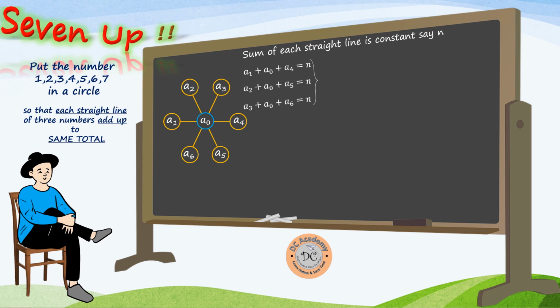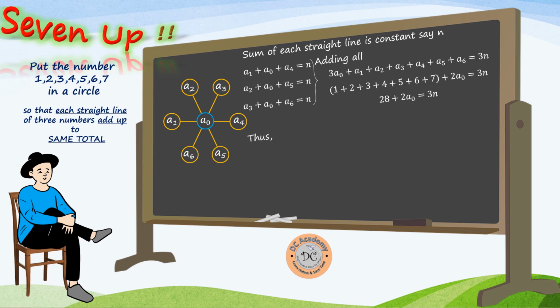Now see what happens if we add them together. We get 3a0 plus a1 to a6, and that is equal to 3n. Notice that a0 to a6, these 7 numbers, are 1 to 7, so their sum is 1 plus 2 plus 3 and so on, which is 28. Since a0 is already included in that sum, we get an extra a0. So we get 28 plus 2a0 equal to 3n. Therefore, n is equal to (28 plus 2a0) divided by 3.